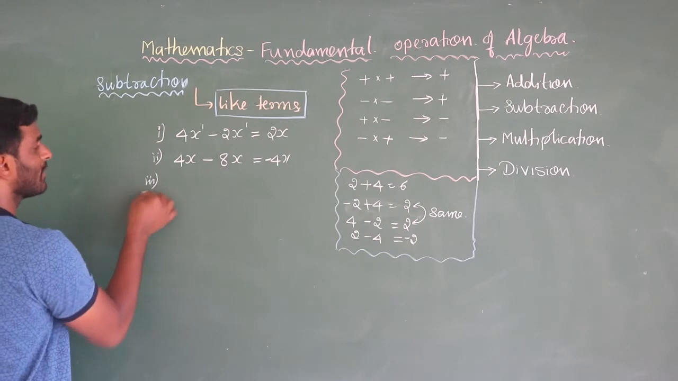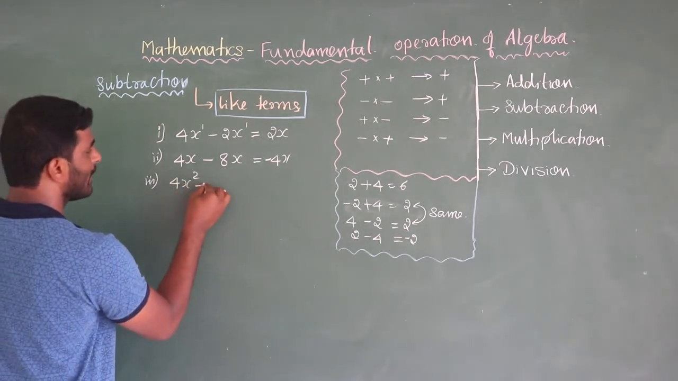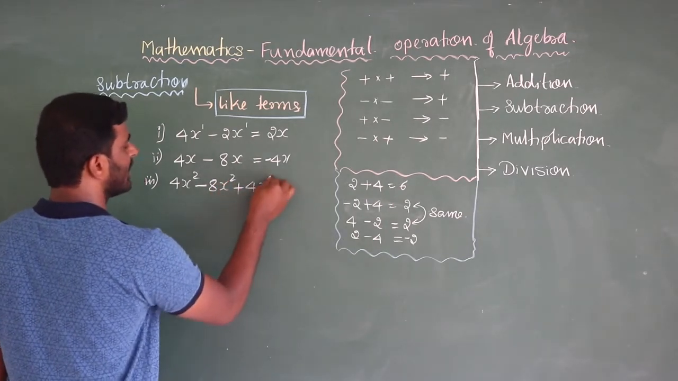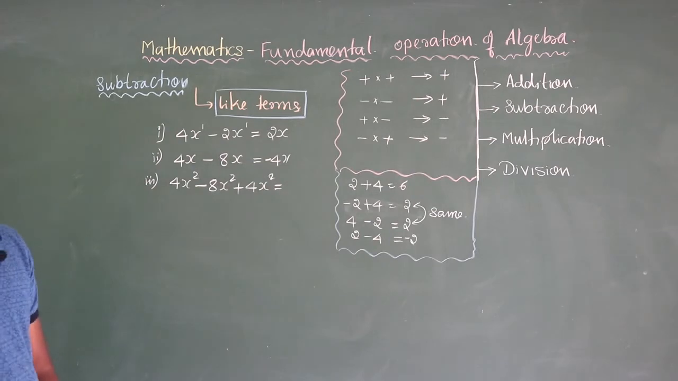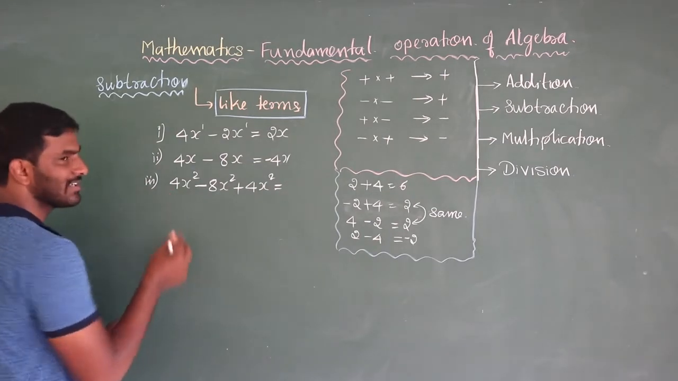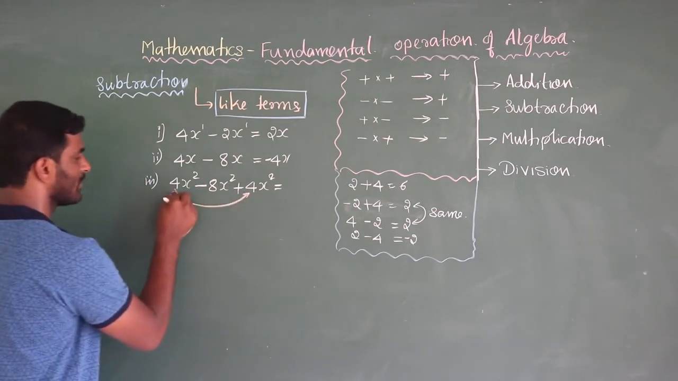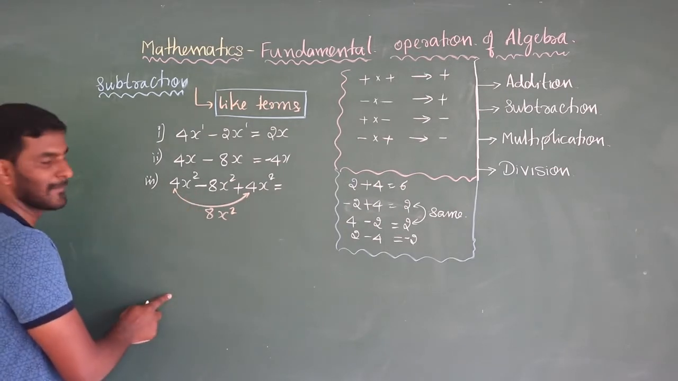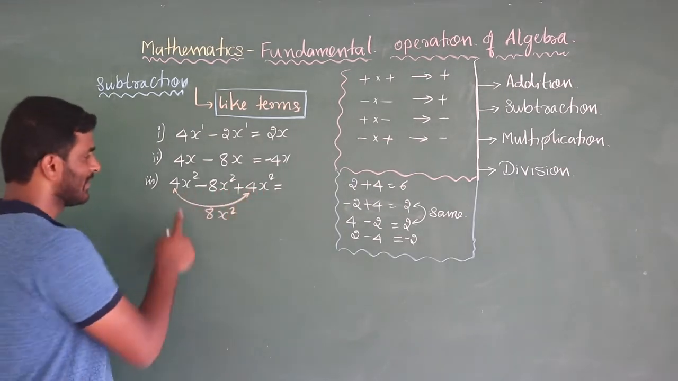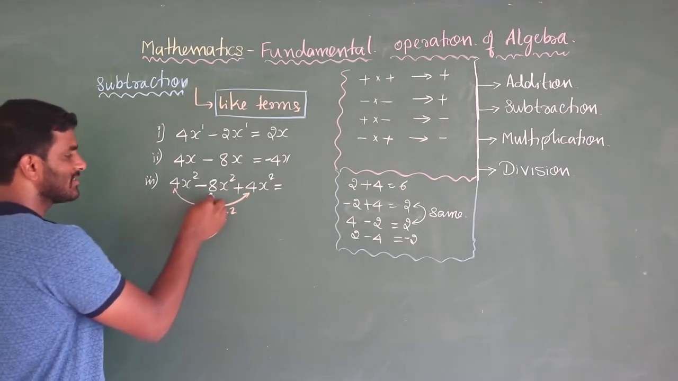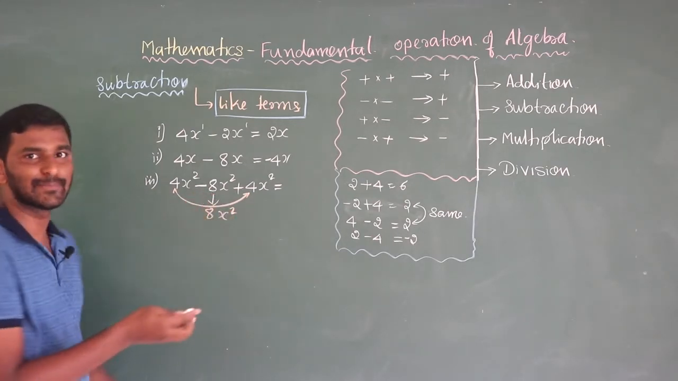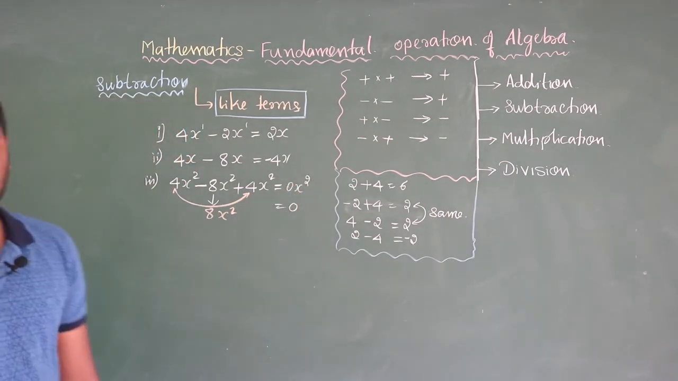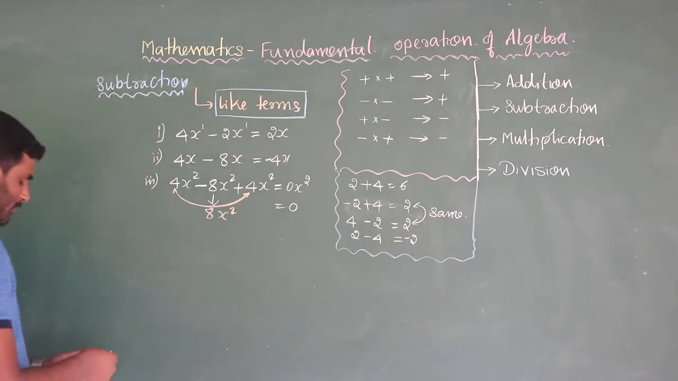So let us take a trinomial. 4x square minus 8x square plus 4x square, and that is equal to, yes. So in this case, you can add the two numbers. So 4 plus 4, that is 8x square. So plus 8x square minus 8x square. Here also x square is a like terms. 4 plus 4 is 8, 8x square, and you just minus 8 plus 8, absolutely it is 0, 0x square. If you are multiplying with 0, the answer is 0, 0x square. Clear?